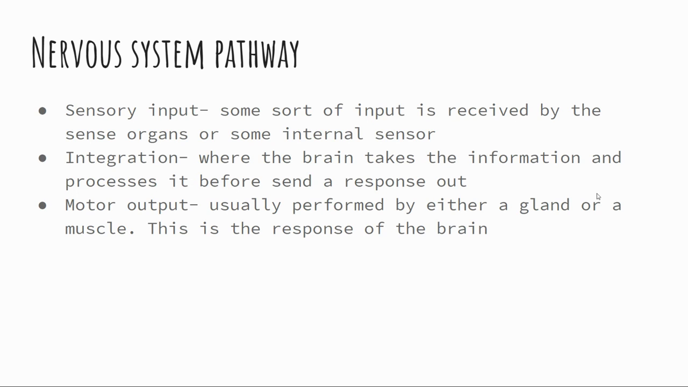And number 3, you have a motor output, usually performed by either a gland or a muscle, and this is a response of the brain. And we're going to talk about some situations where not all of the decisions are made at the brain. You have some made at the spinal cord, and you have some made at the brainstem. But some type of response is going to be put out to whatever stressor or sensory input you're getting, or a body or an animal is getting.